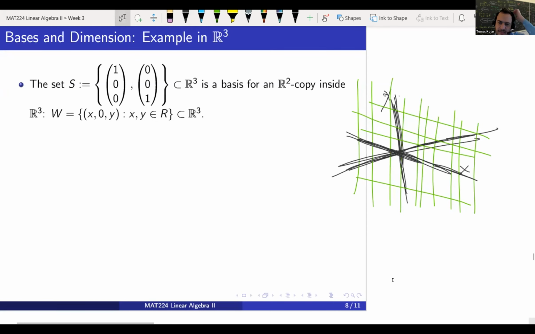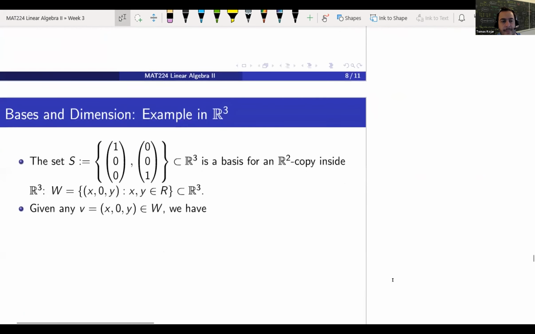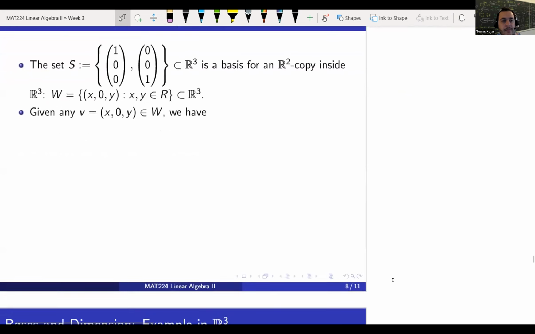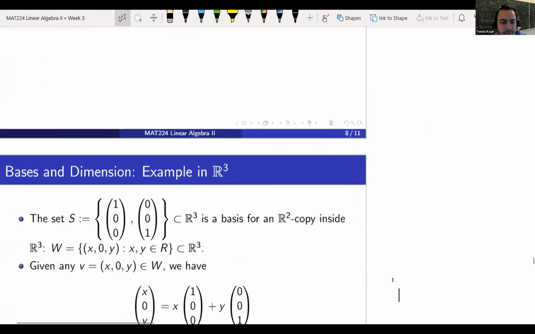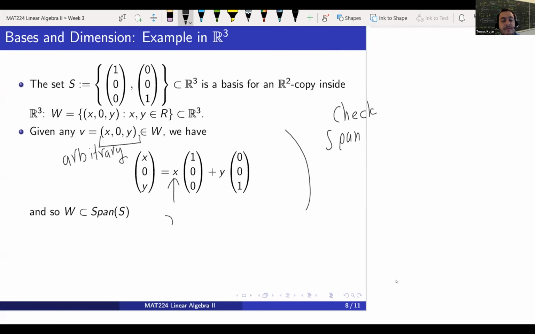This is something you've seen before in other courses. I'll do it slowly because it's been a while. So how do you check that something is a basis? First we check span. So how do you do it? You give me some arbitrary element from this space, and you need to generate it using elements from the field, in this case R.